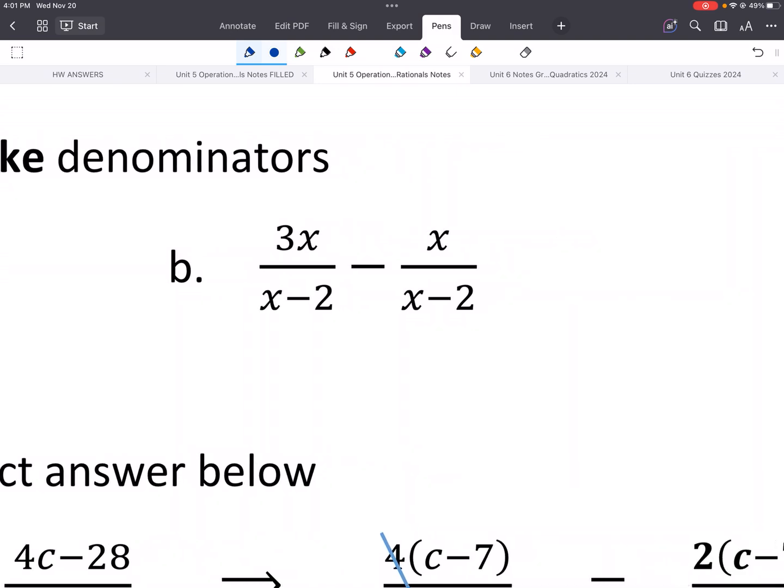Okay. All right, here's another example. We already have a common denominator, so now we're just going to subtract. We have 3x subtract x, and that's like 1x. So we'd get 2x over x minus 2. Excluded values, x cannot be 2.